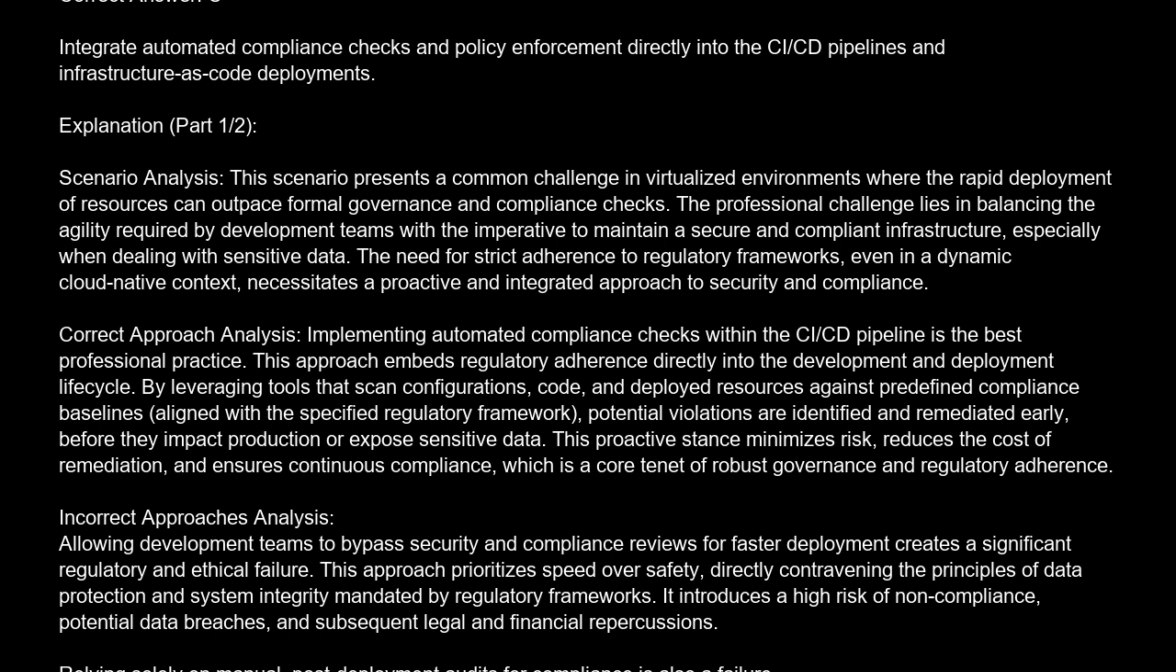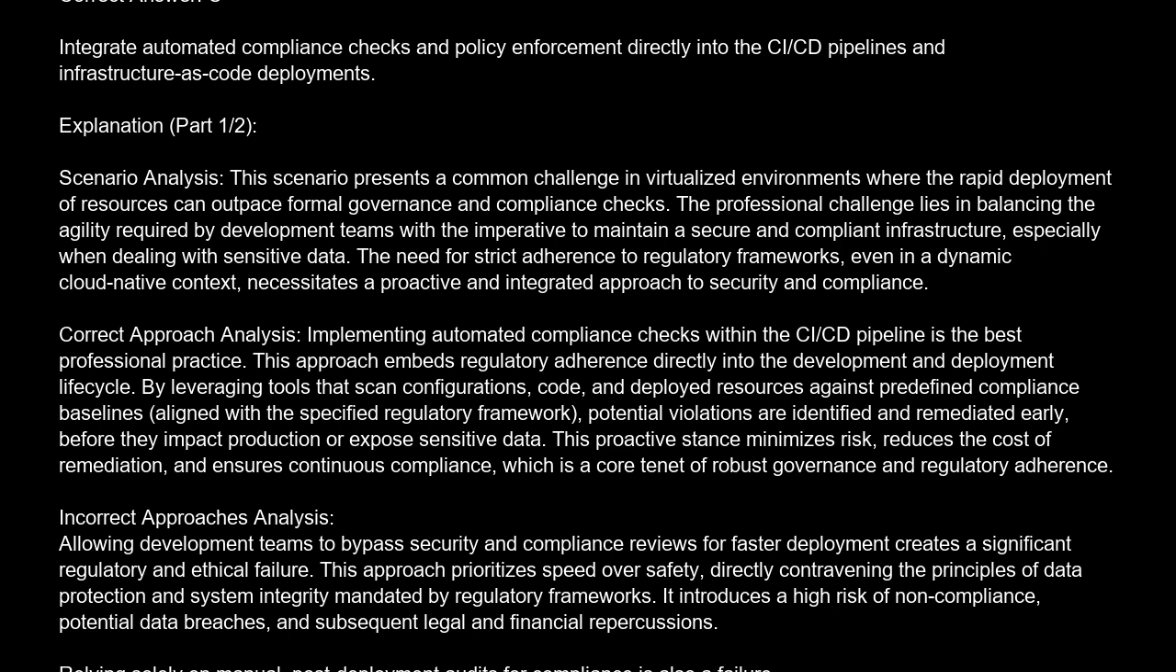The professional challenge lies in balancing the agility required by development teams with the imperative to maintain a secure and compliant infrastructure, especially when dealing with sensitive data. The need for strict adherence to regulatory frameworks, even in a dynamic cloud-native context, necessitates a proactive and integrated approach to security and compliance. Correct approach analysis.